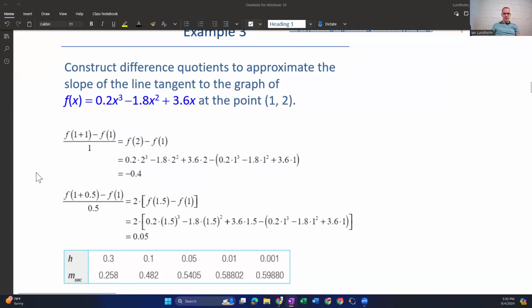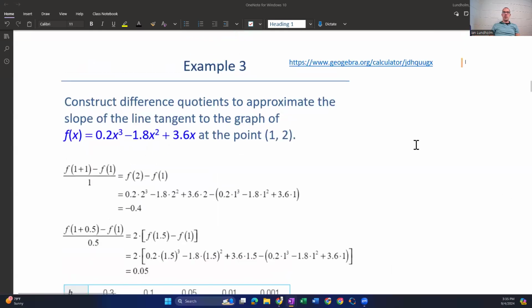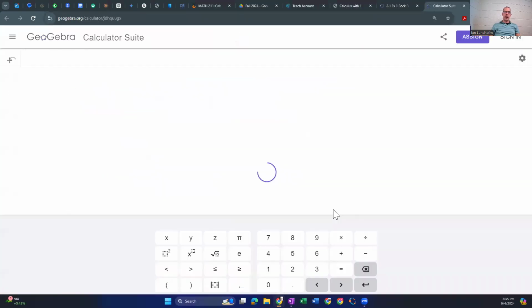But yeah, here's the difference quotients being calculated. Here's a nice table that summarizes the results. This says m sub sec, meaning slope of the secant line. And so here we see that the slope of the secant line gets closer and closer to, it looks like, about 0.6. Real quick, I want to show you what this looks like in GeoGebra.